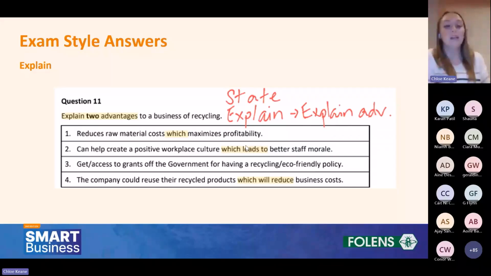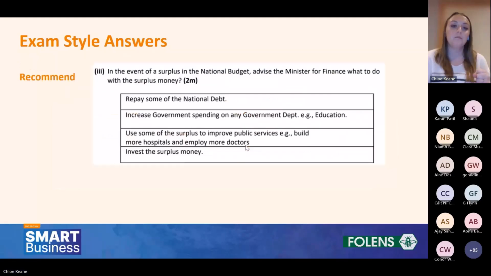For example, it can help create a positive work culture, which leads to. They could reuse their recycled product, which will reduce. So it's those connector sentences, "which will", "this leads to" or "can lead to", when it comes to advantages, benefits, impact, disadvantages, whatever it is. Okay, so recommend, I suppose this is something that's coming up. It wouldn't have been in the first years' papers, but more in the last 2 years now. So this was an example under the national budget.